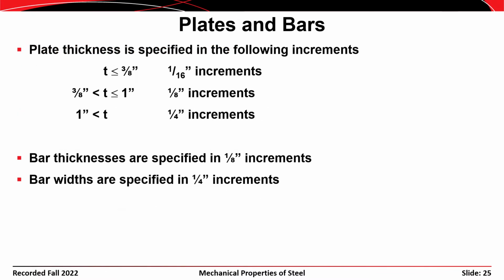When you specify plates and bars, you should use these increments for the plate thickness. If the thickness of the plate or bar is less than or equal to 3/8, you specify it in 1/16-inch increments. Between 3/8 and 1 inch in thickness, you specify in 1/8 inch increments. If you have a thickness greater than 1 inch, then you go to 1/4 inch increments. So you wouldn't want to order a plate that is 2 3/16 inch thick, for example. You wouldn't be able to get that, and you would expose yourself as somebody who doesn't know much about steel. So instead of ordering 2 3/16, you would bump that up, and you would order 2 1/4 inch thick.